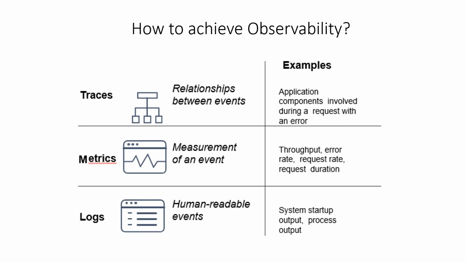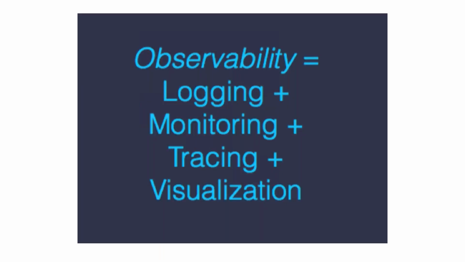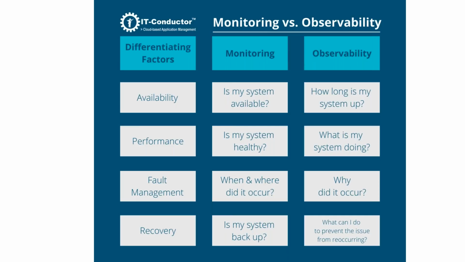The example of the traces is application components involved during a request with an error. Examples for metrics are throughput, error rate, request duration. Examples for the logs, I think we understand: application log, system log, event log, process log, network logs, and so on. The system startup output, processes output, and so on. So observability is equal to logging, monitoring, tracing, and visualization. So all things coming together are called observability.